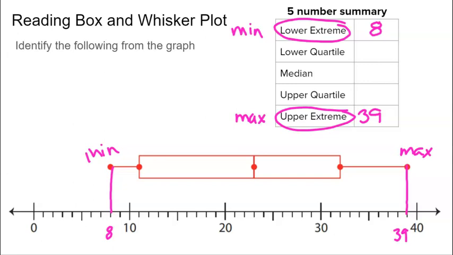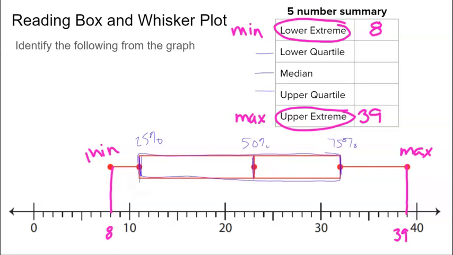The middle 3 numbers are found within the box part of the box plot. So we've got the box right here, and you can see it's got 3 points or 3 lines. So we've got 1, 2, 3. So this is the lower quartile, so that 25% mark. We've got the median, which is that 50% mark, and then the upper quartile, which is that 75% mark. So that's these 3 numbers in that order.